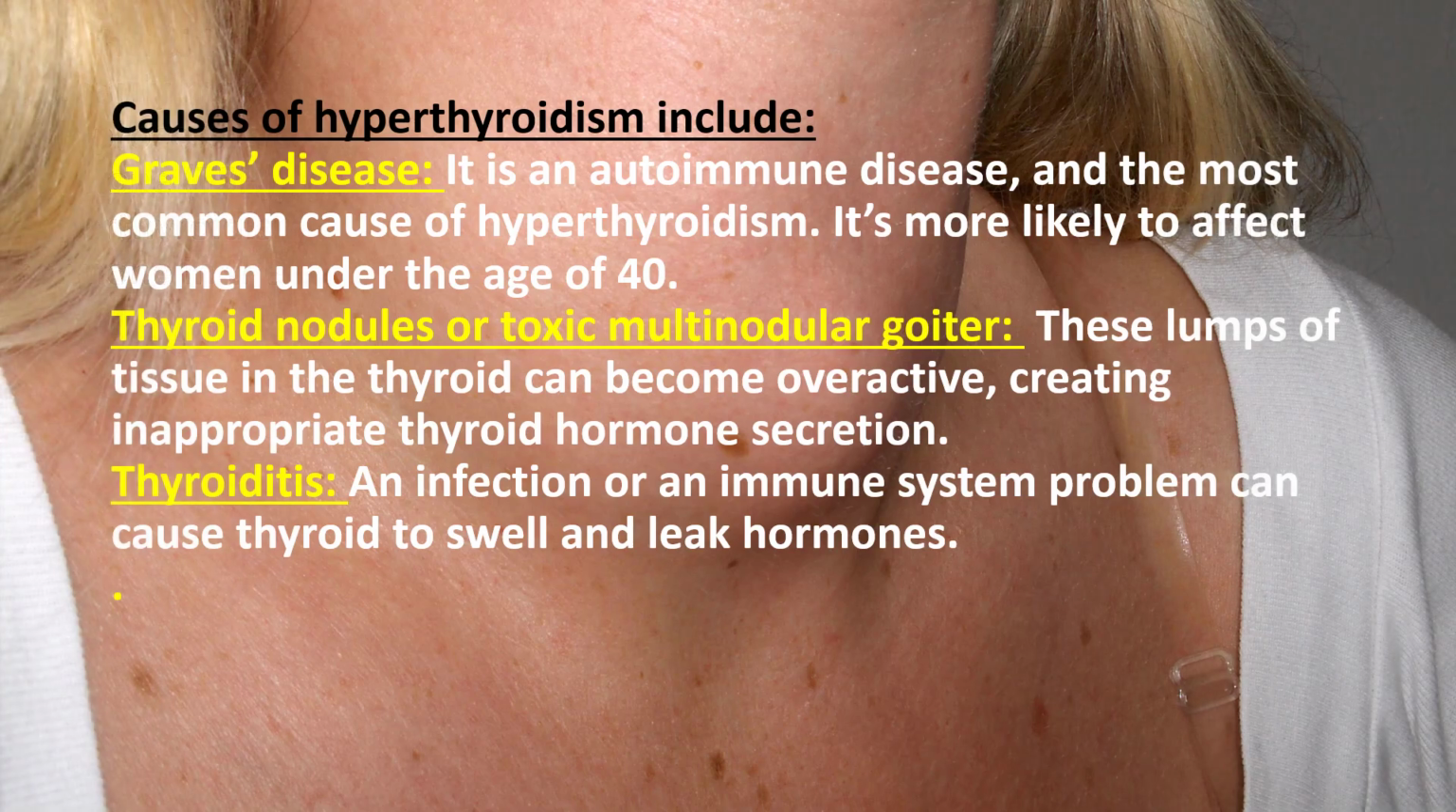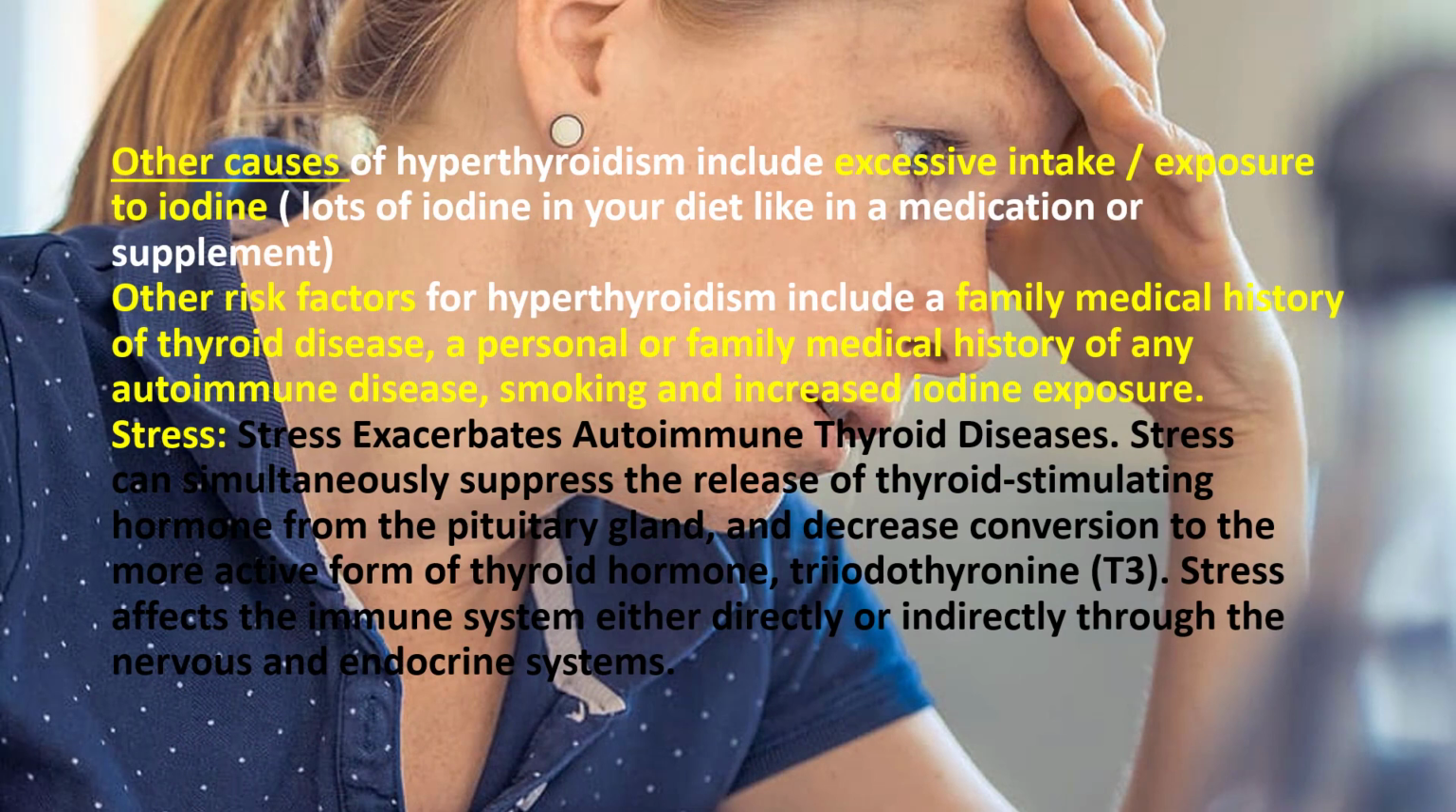Causes of hyperthyroidism include Graves' disease. It's an autoimmune disease and the most common cause of hyperthyroidism. It's more likely to affect women under the age of 40. Thyroid nodules or toxic multinodular goiter: these lumps of tissue in the thyroid can become overactive, creating inappropriate thyroid hormone secretion. Thyroiditis, an infection or an immune system problem, can cause the thyroid to swell and leak hormones. Other causes of hyperthyroidism include excessive intake or exposure to iodine.